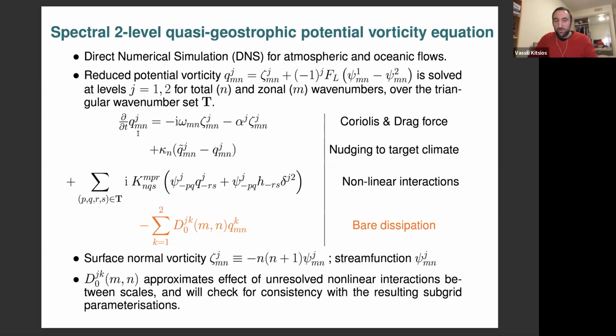And the evolution equation for the reduced potential vorticity is given by the Coriolis force plus a drag force parameterizing unresolved boundary layer processes, a term that nudges toward a target climate depending on the season that we're interested in, nonlinear interactions between the waves, and also nonlinear interactions between the waves and the topography, plus a bare dissipation, which we apply to parameterize the unresolved subgrid scale interactions. And we check that the prescribed D0 is in fact consistent with the eddy dissipations calculated from this reference case. And we'll get to that later.